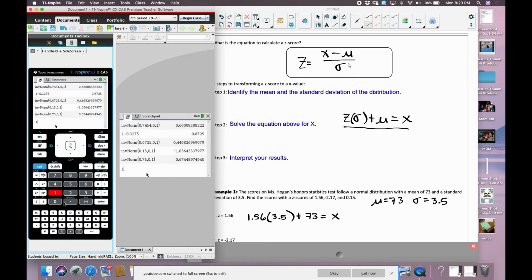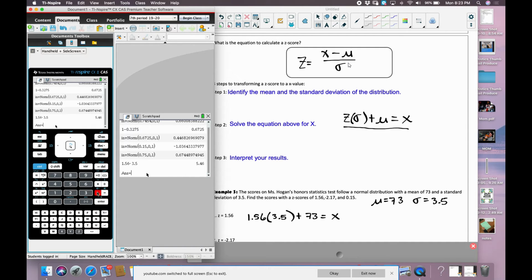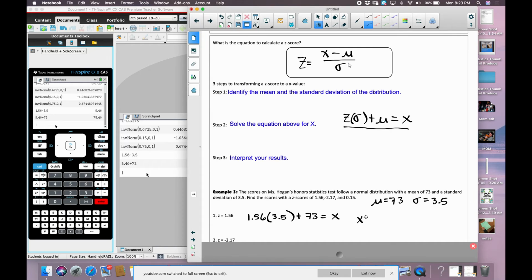So 1.56 times 3.5 plus 73 is 78.46. So you could interpret that a z-score of 1.56 correlates to an actual test score of 78.46.